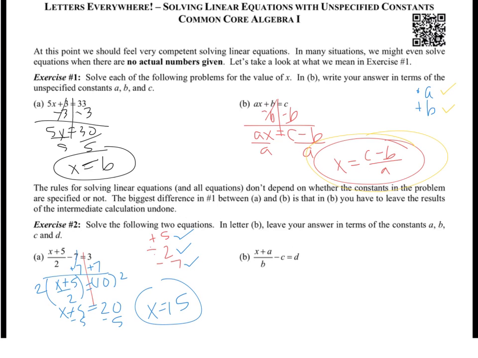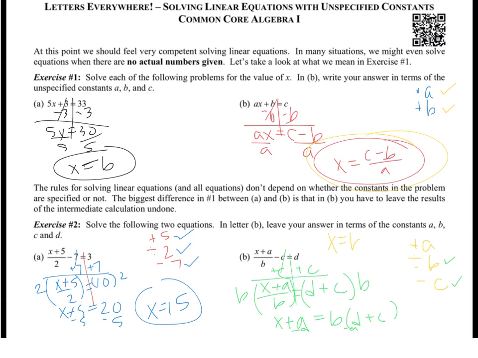We're going to do the same thing over here, except we are looking at just letters. So the first thing that happens to x was it added a, then divided by b, then subtracted c. So the opposite in the opposite order. Instead of subtracting c, we're going to add c. So x plus a divided by b equals d plus c. Then we're going to multiply by b. So now we have x plus a equals b times d plus c, subtract a, and our answer is x equals b times d plus c minus a.